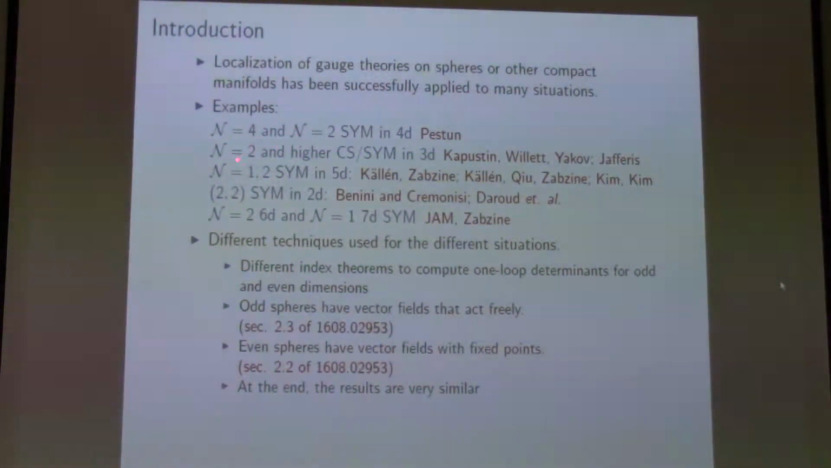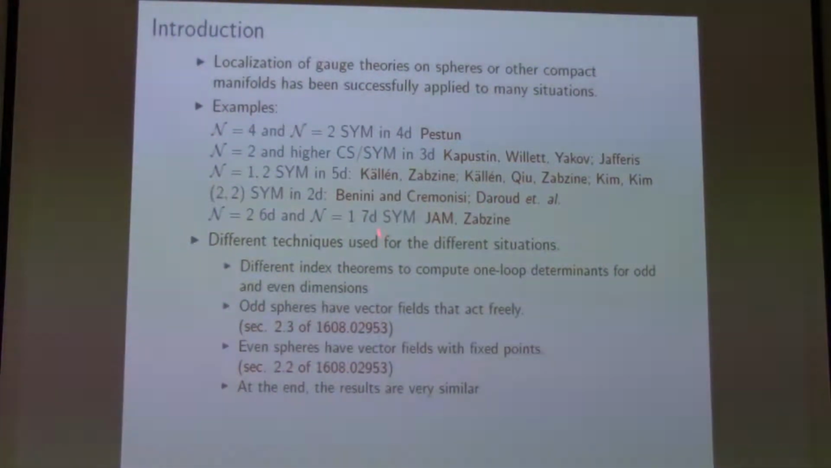And then there are other examples: N=2 and higher supersymmetries, Chern-Simons, or super Yang-Mills in 3D, by Kapustin, Willett, and Yaakov, and also work by Jafferis. N=1 super Yang-Mills in 5D by various people, super Yang-Mills in 2D by Benini and Cremonesi, and also Doroud et al. And even N=(1,1) in 6D and N=1 in 7D super Yang-Mills by Maxim Zabzine and myself.